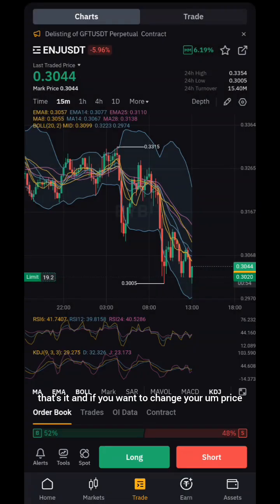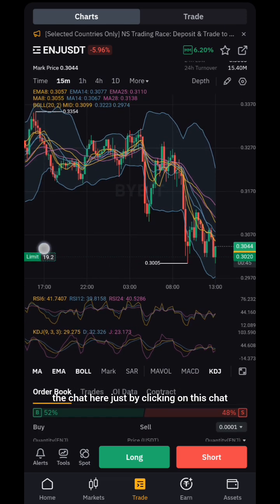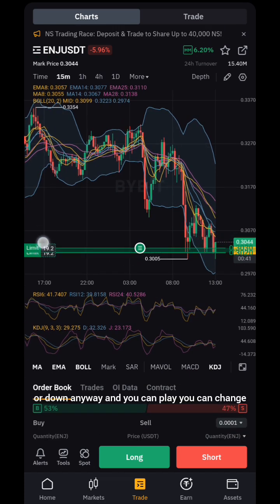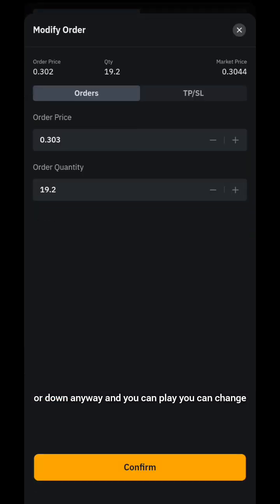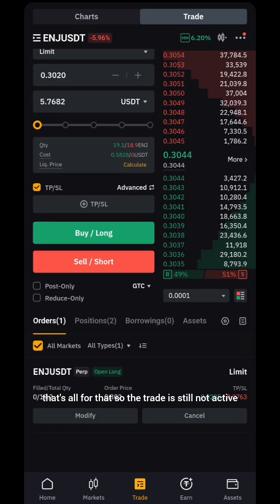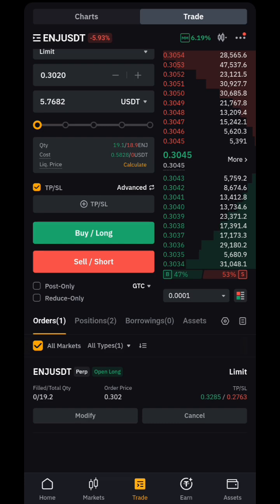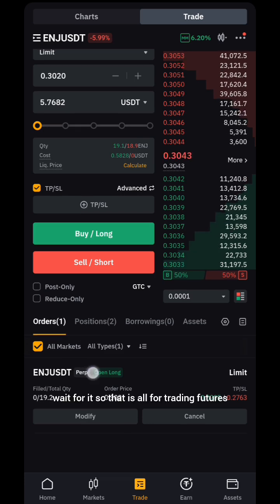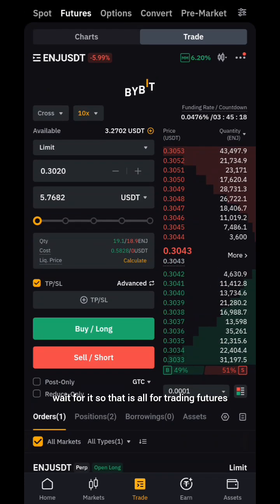And if you want to change your entry price or anything, you can always do it from the chart here, just by clicking on the chart and moving it up or down. You can change your order here, and your take profit and stop loss. That's all for that. The trade is still not active because the price has not yet gotten to 30.20, so we'll wait for it. That's all for trading futures.